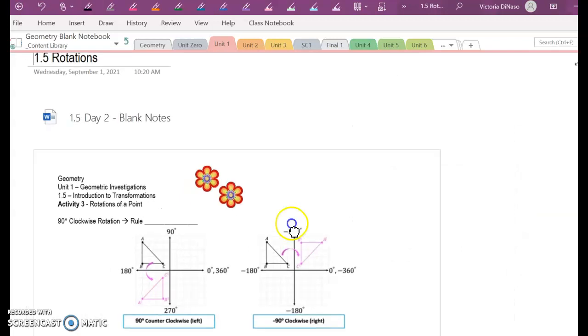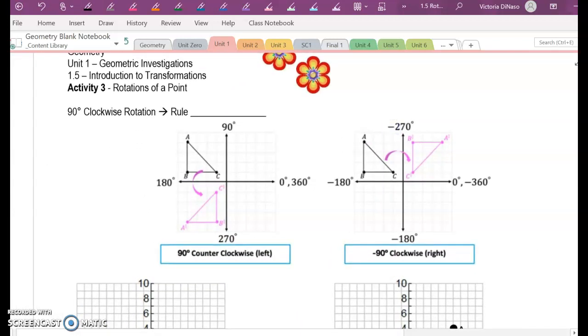The next thing that we're going to do is rotations. So when I rotate 90 degrees clockwise about the origin, think about a clock going around in a circle. My rule is that my numbers flip. Depending on the quadrant depends on the symbols.